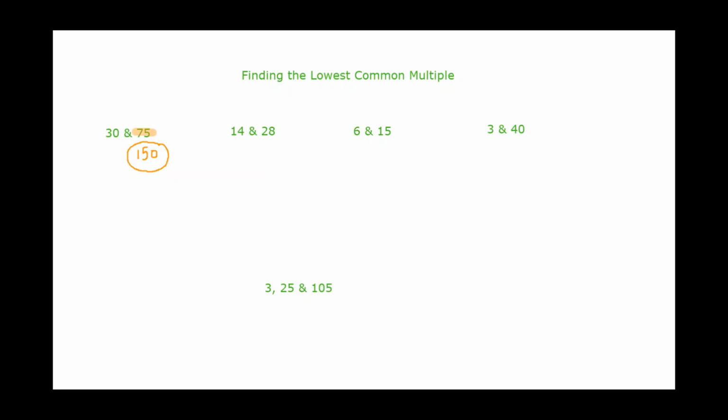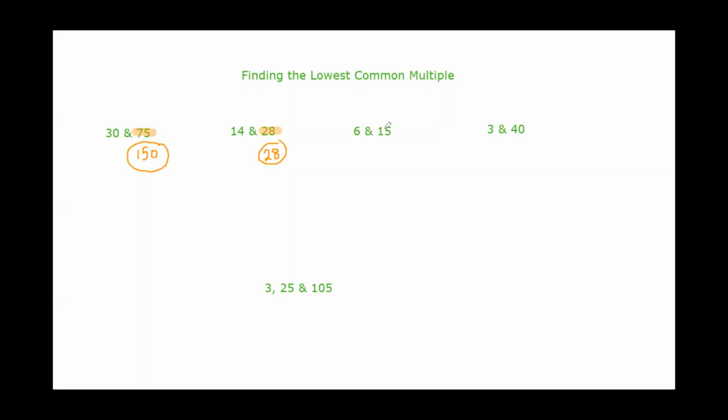Now, looking at the second example, we have 14 and 28. So again, we're going to focus on the larger number first of all. So we've got 28, and I'm going to look at 14 and say, does 14 go into 28? And the answer is yes, it will go in 2 times. So the lowest common multiple for 28 and 14 would be 28. So 2 times 14 would be 28, and 1 times 28 would be 28. And that's the smallest number that both of these numbers will go into.